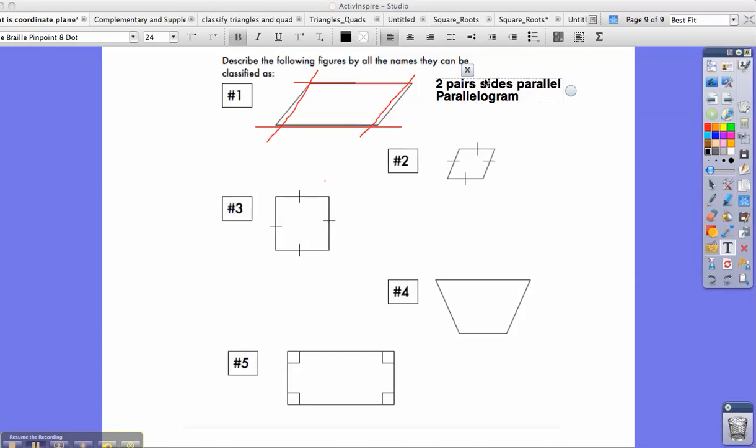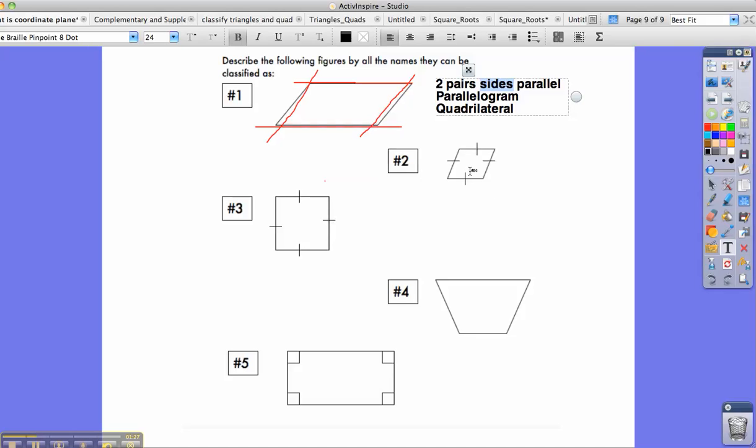So two pairs of sides were parallel, it's called a parallelogram. The only other name we could give this shape is a type of quadrilateral. So the most specific name for it is parallelogram, but it's also a type of quadrilateral. Quadrilateral just has 4 sides, that's it. And a parallelogram has to have 2 pairs of sides parallel. So that's how we know it's a parallelogram.